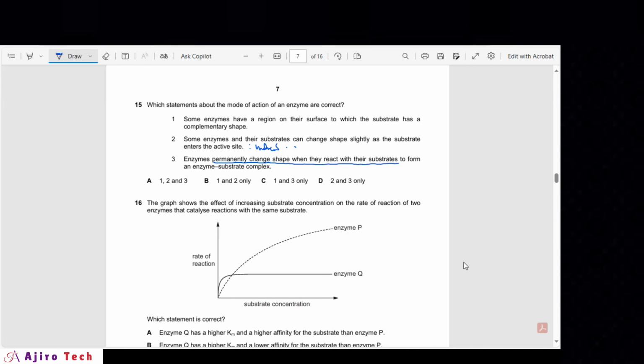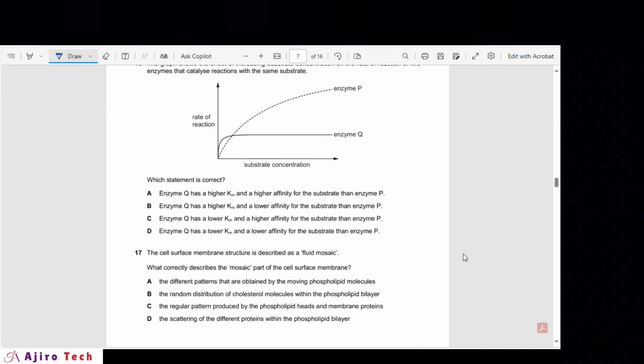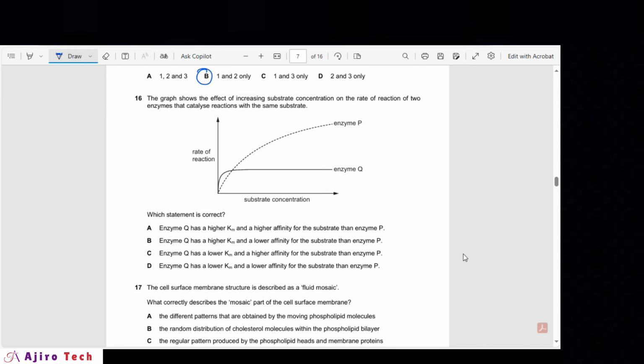They release and the active site goes back to normal so that they can bind substrate again. Here we have the graph showing us the effect of increasing substrate concentration on the rate of reaction of two enzymes that catalyze reactions with the same substrate. So here we have the curve for the two reactions. And this statement is talking about Km, right?